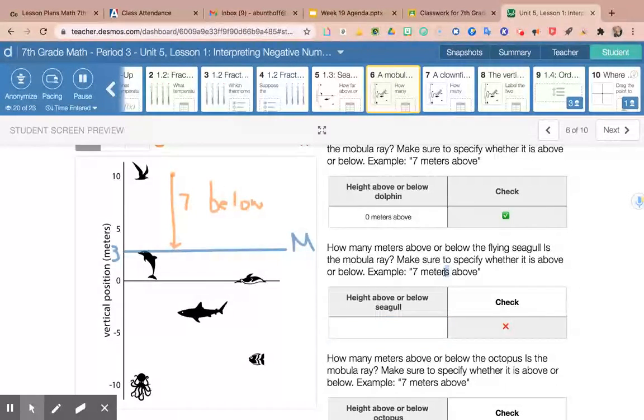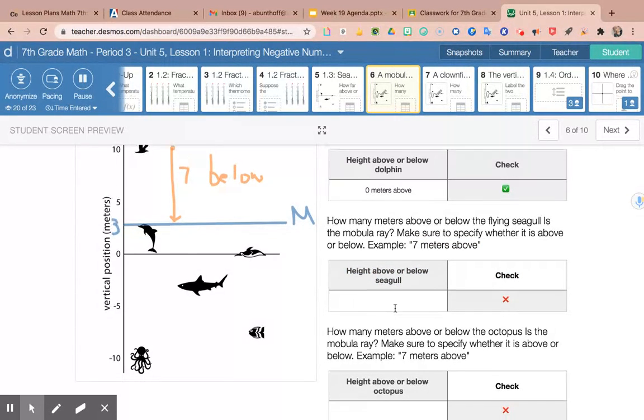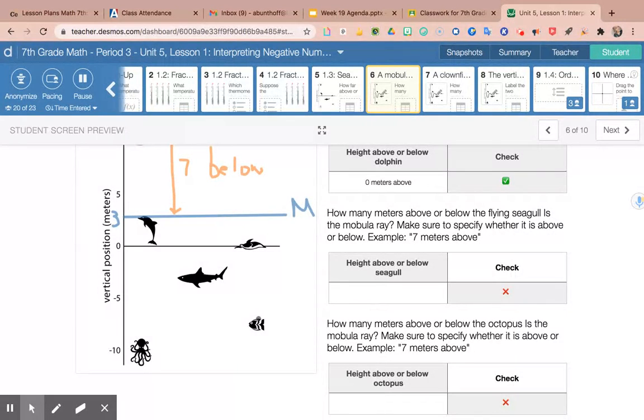Make sure you have an S in your meters, and make sure you do not have a space after above or below. So you have to make sure you write it exactly how it has it as an example. Otherwise, you will not get a green check mark. And if you don't have a green check mark, you will not get full credit. So that one is 7 meters below.